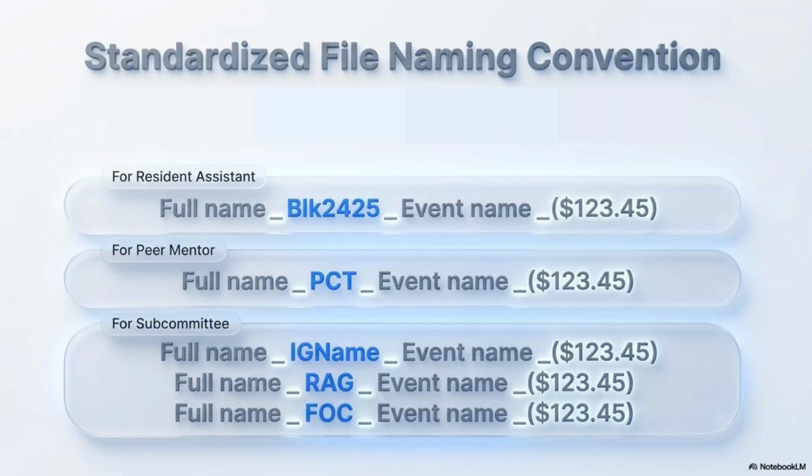And hey, before hitting submit, you've got to save your file using exactly this format. For resident assistants, use your full name, block number, the event name, and the exact amount. If you're a peer mentor, you just swap out that block number for your specific PCT. For subcommittees, you'll use your full name, your IG name, event name, and the amount. Or if you're FOC, just drop that abbreviation in.